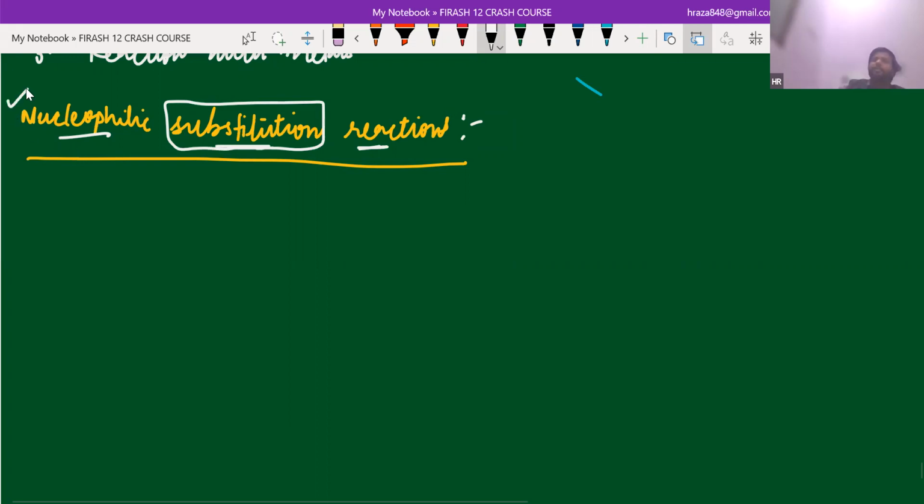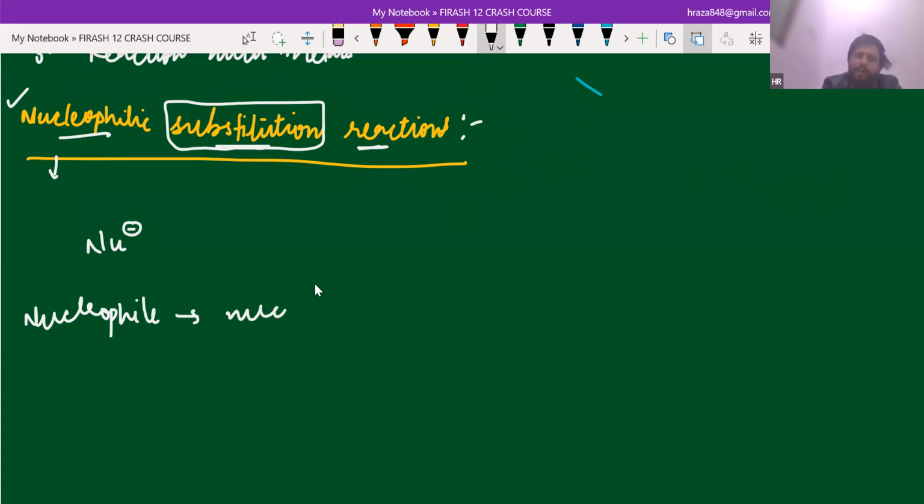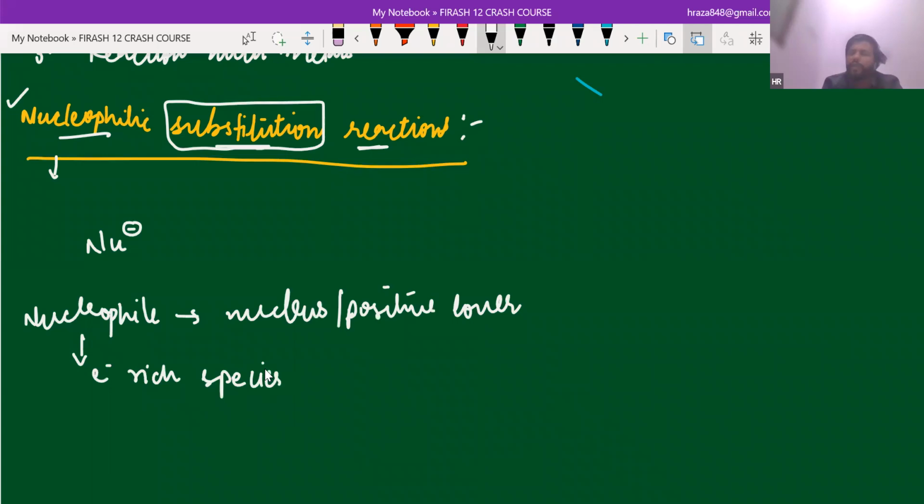This is before the substitution. You can see this is your nucleophile. That means the nucleophile will substitute. You are aware of this nucleophile. That is nucleus lover, positive nucleus lover, and it is also an electron rich species. So it will love the species which has a deficiency of electrons.